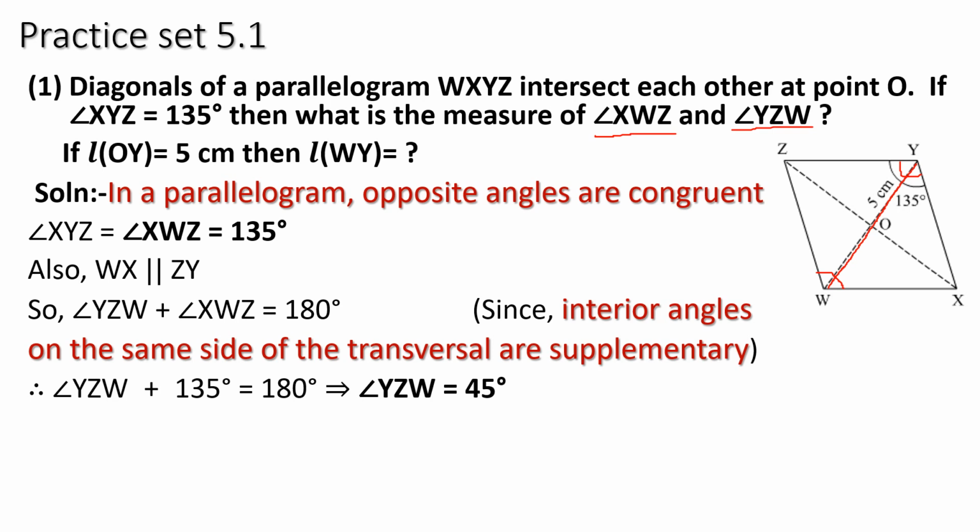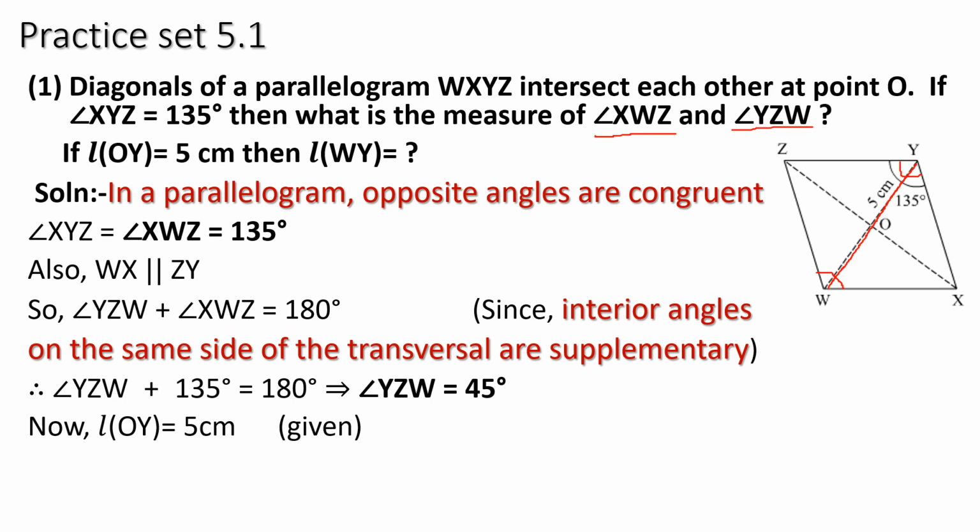One angle is given, that is measurement of XWZ. Just now in the first line we had found that. So that is 135 degrees. So angle YZW plus 135 is equal to 180 degree. Subtraction will give you angle YZW equal to 45 degrees.